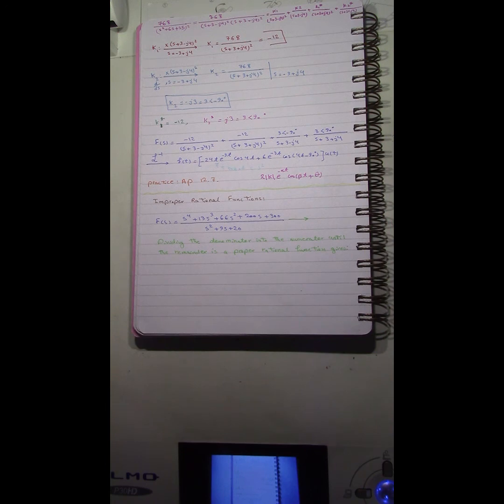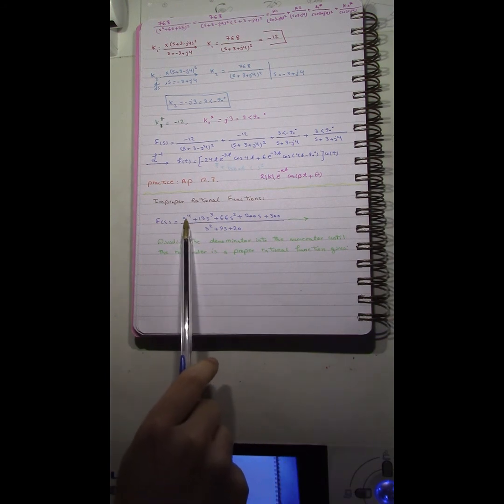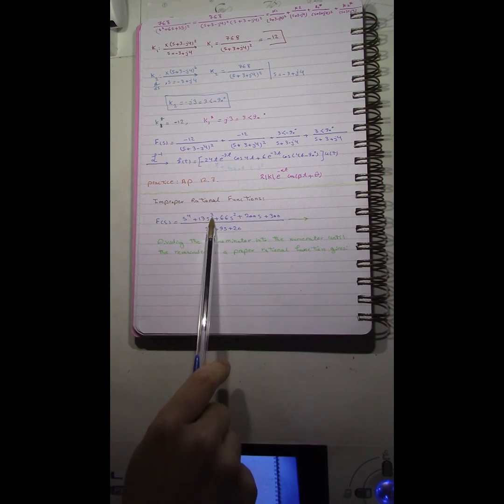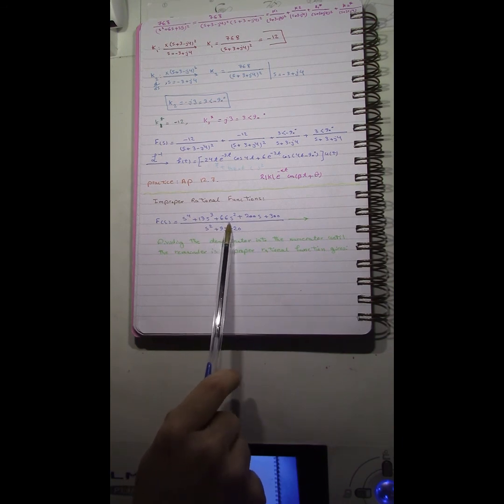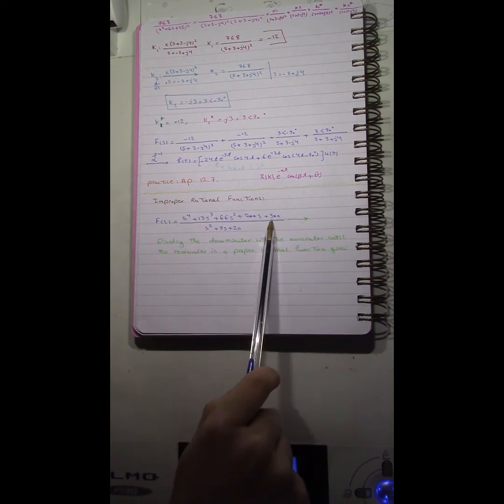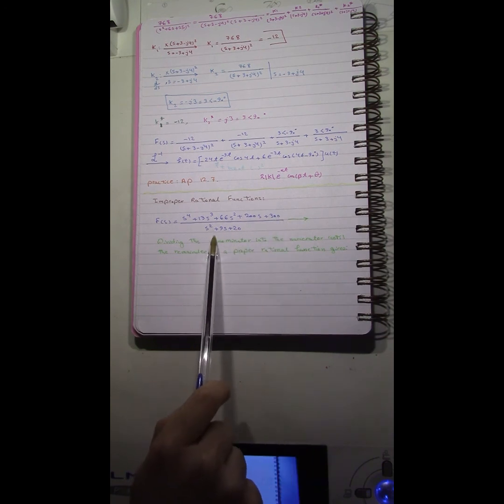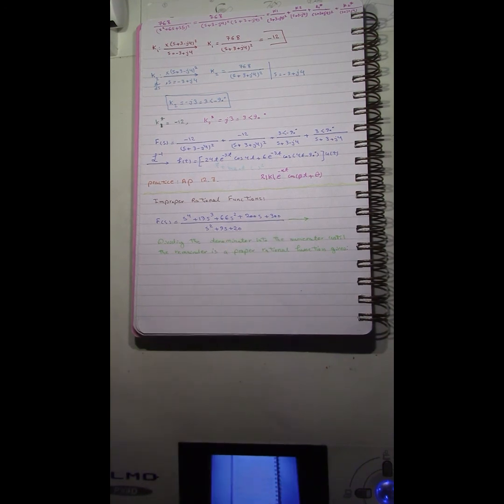2 minutes. S to 4 plus 13 times S to 3 plus 66 S squared plus 200 S plus 300. And this one is S squared plus 9S plus 20.